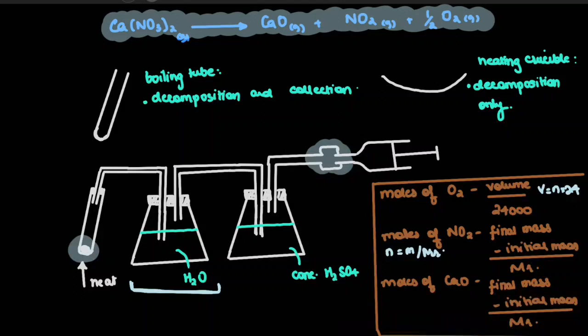Alright? After I have calculated the mass of an empty boiling tube, I'll calculate the mass after the reaction is over. Now I'll subtract both the masses to get the mass of calcium oxide present inside of the boiling tube. And when I have the mass of calcium oxide in the boiling tube, I can divide it by Mr of calcium oxide and get its moles. This is a very important concept that you need to be aware of.